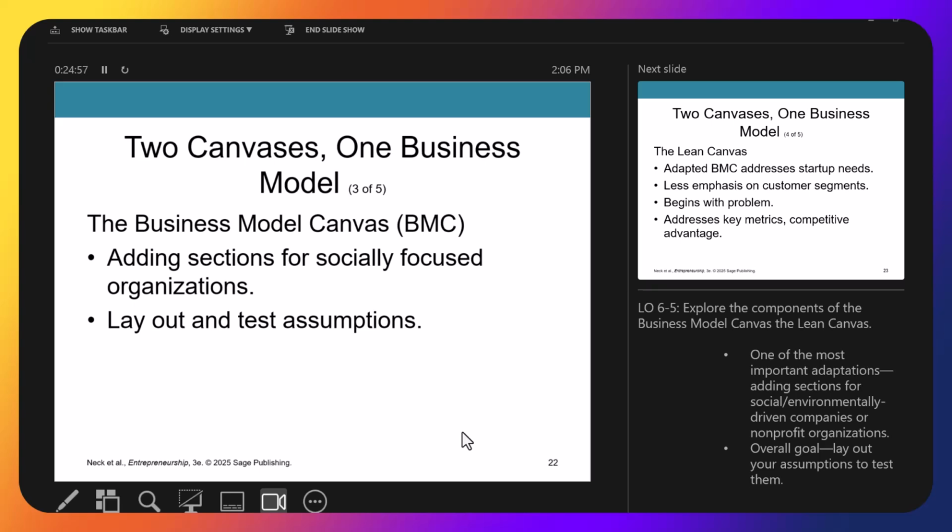So, adding sections for socially focused organizations. A lot of times you're talking about nonprofits or maybe even government or something along those lines. Lay out and test your assumptions.